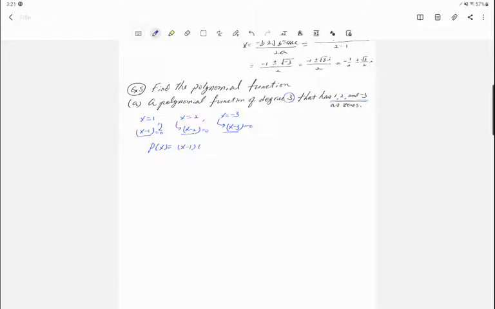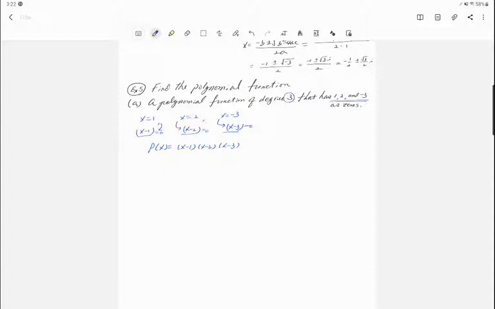So x minus 1. What we do is just go in reverse order. If a polynomial is given, then we factor it, and then we set each factor equal to 0, so that we find the real zeros. But this time the real zeros are given, so from the given x values, we go in reverse order.